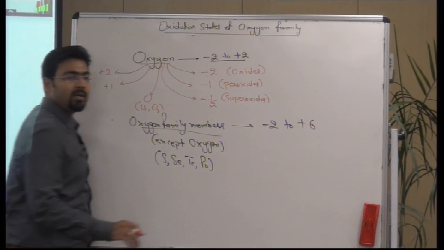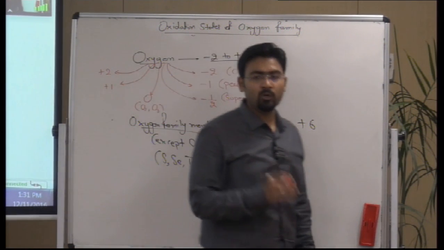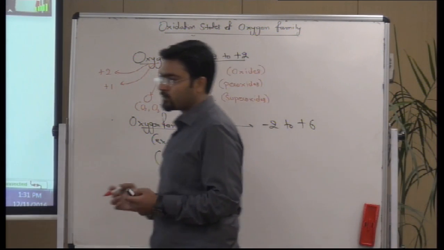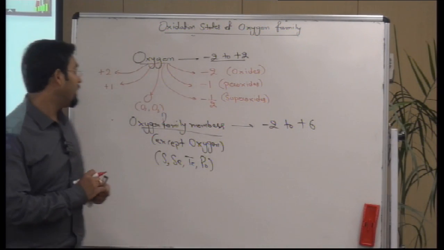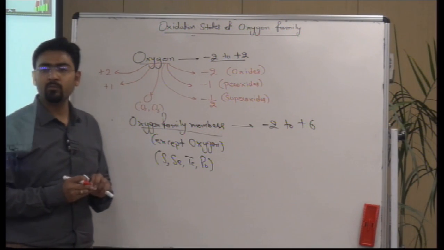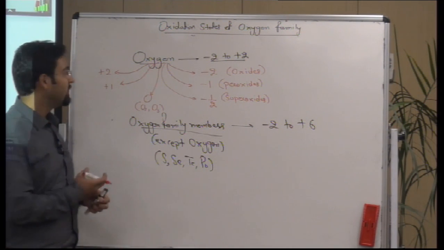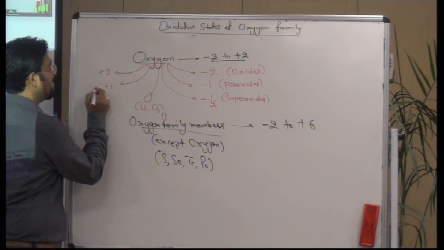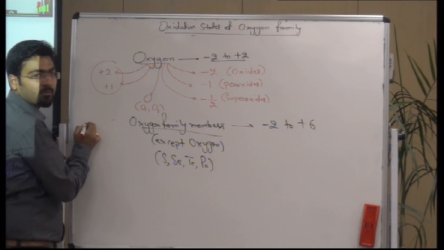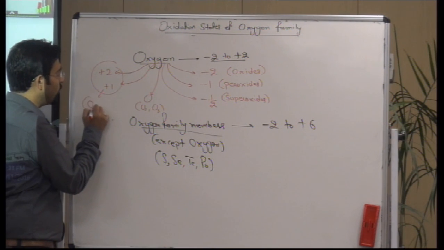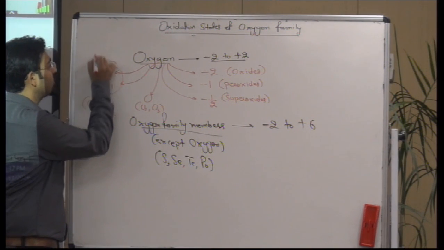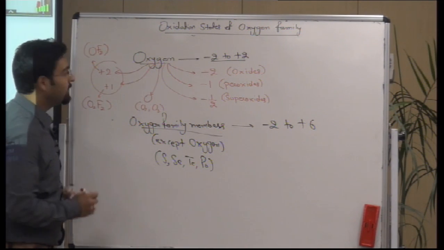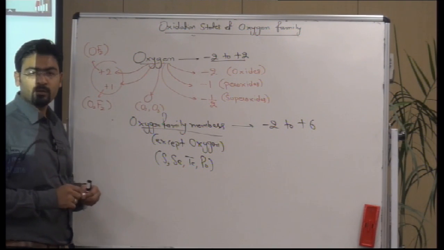Any element has a positive oxidation state when it combines with an element which is more electronegative than this element, right? There is only one element which is more electronegative than oxygen, which is fluorine. So this happens when it combines with fluorine. In O2F2, this is +1. In case of OF2, this is +2, right? So this is how the oxidation states of oxygen work.